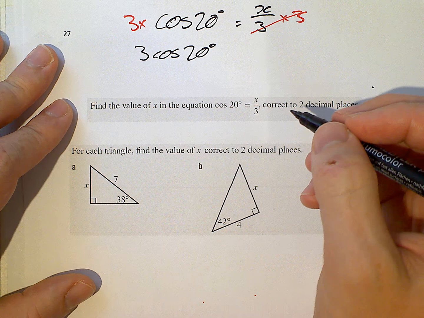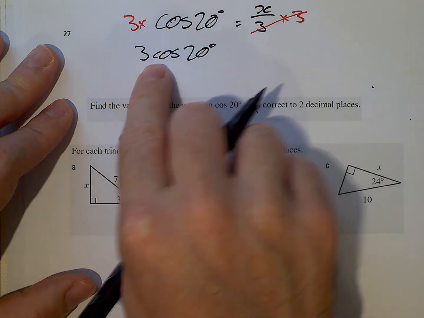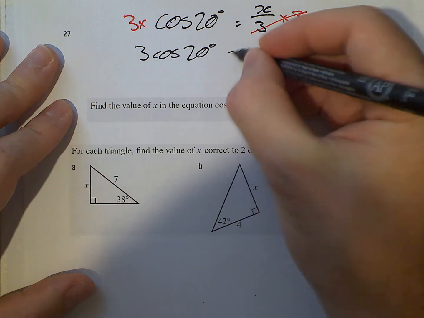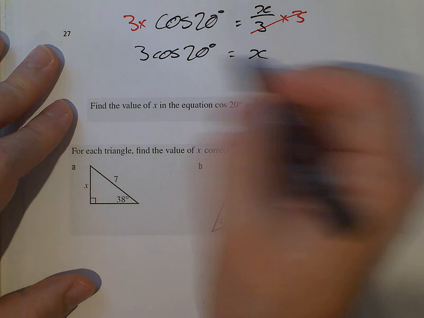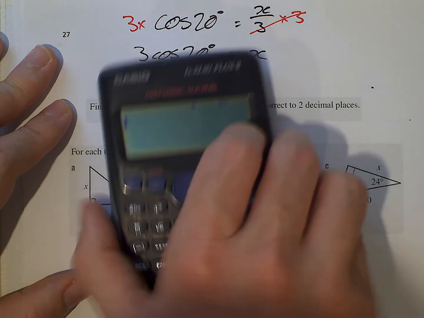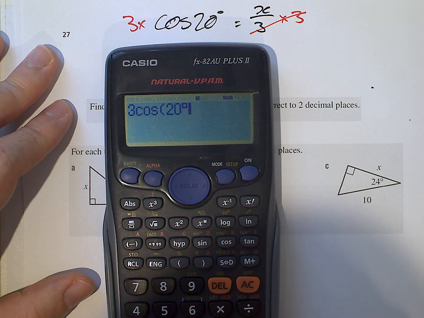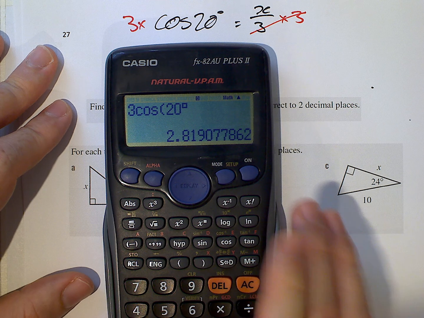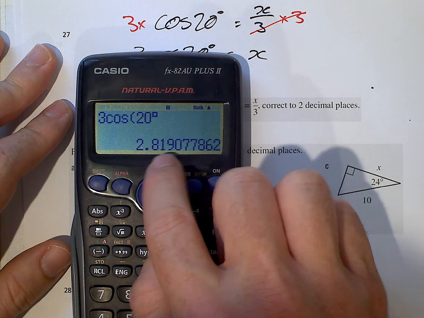If you're stuck and you're a little bit scared, you can still leave the times in there, but remember times glues things together so we can get rid of it. That will leave us with x. Now, if we've got x equals this, we can put this into our calculator. So we can go 3 cos 20 degrees equals, and we find out what x equals to 2 decimal places. So that's going to be 2.82.